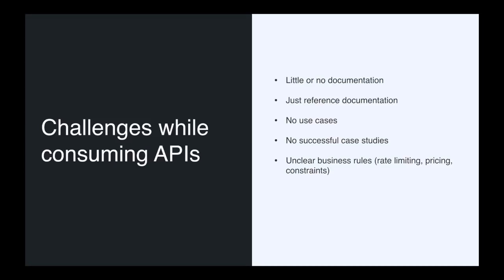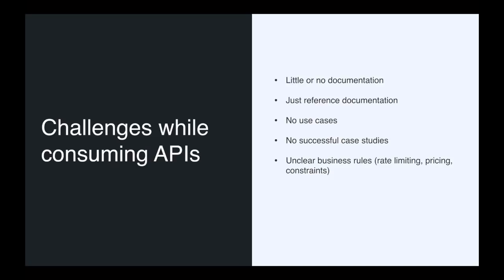And when it comes to management, if you have not clarified business rules, like what are the rate limits, what are the pricing policies, and what are the constraints on the data that you should be using from that API, then people will not adopt that API. So these are all the challenges that you face on the consumer side.